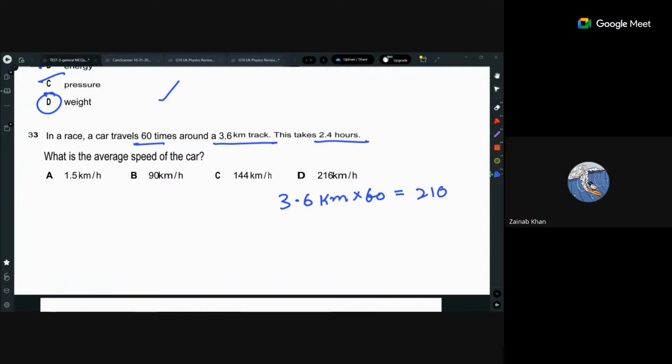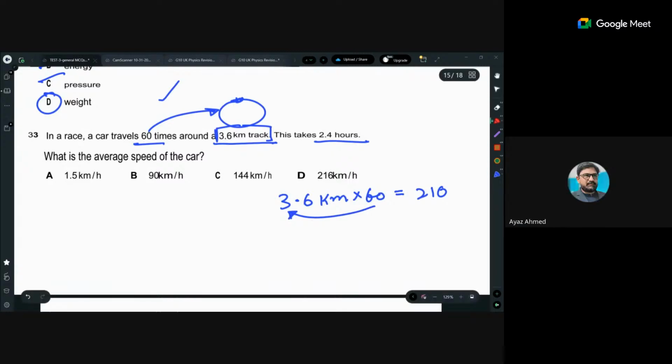आप रिपीट कर सकते हैं? हाँ, I mean it is the distance of one track ना. This distance. And car is taking 60 times. तो total distance travel कितना किया उसने? Sir, D. नहीं, मतलब total distance कितना travel किया उसने? 60 into 3.6 ना? जी sir. तो कितना हुआ? 216. 216 kilometer.